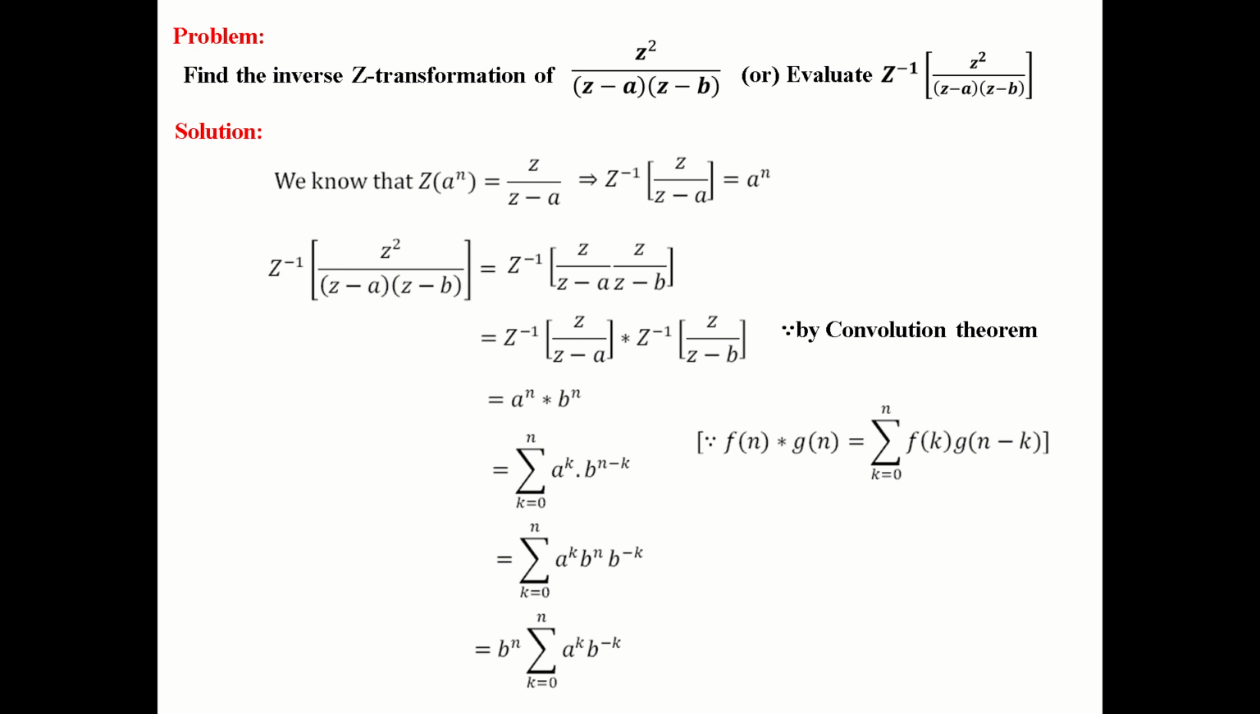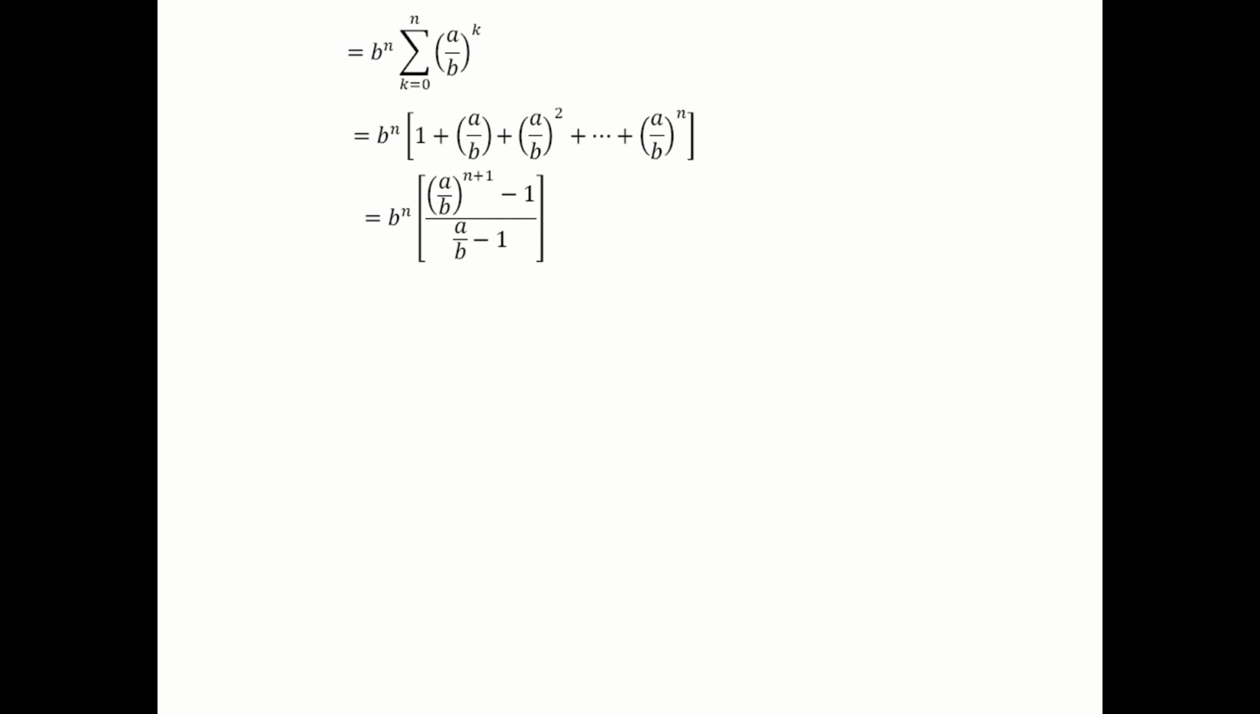b power n summation k equals 0 to n of a power k b power minus k. That is equal to b power n summation k equals 0 to n of a power k b power minus k, which can be written as 1 by b power k. Grouping, we get b power n summation k equals 0 to n of (a by b) whole power k. Now applying k values: b power n times, for k equals 0, (a by b) power 0 is 1, plus a by b, plus (a by b) square, and so on, up to the nth term (a by b) power n.